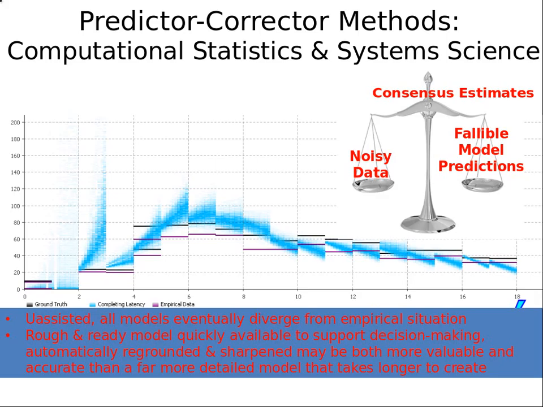These predictor-corrector methods bring together, on the one hand, the model and its capturing of the regularities of the situation, together with the data, and creates a consensus estimate or consensus estimates that capture the dynamics of the situation better than either one in isolation would allow, and often in a way that complements the best features of each of those pieces of information while compensating for their weaknesses.